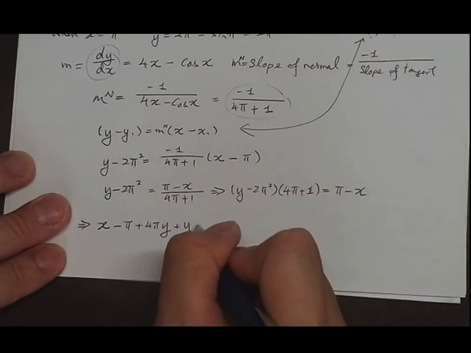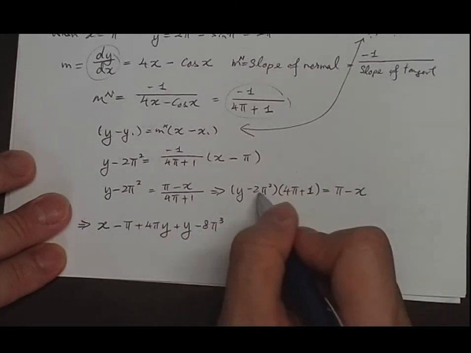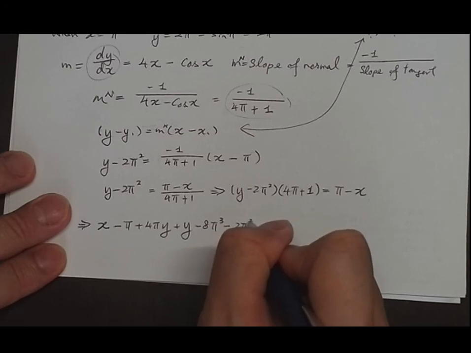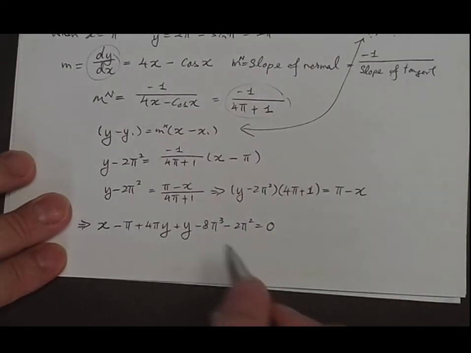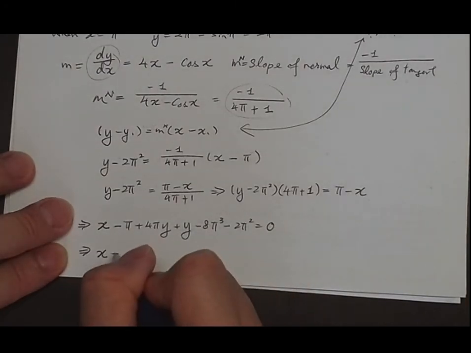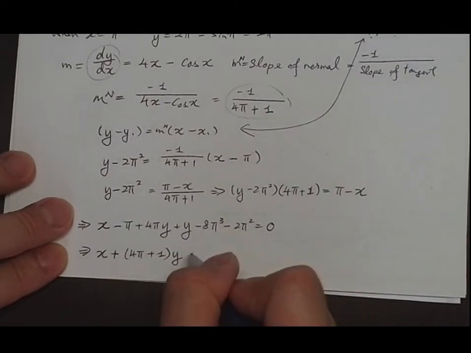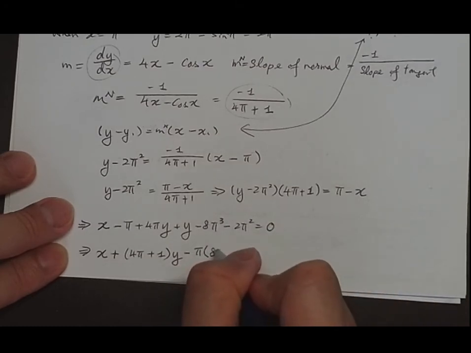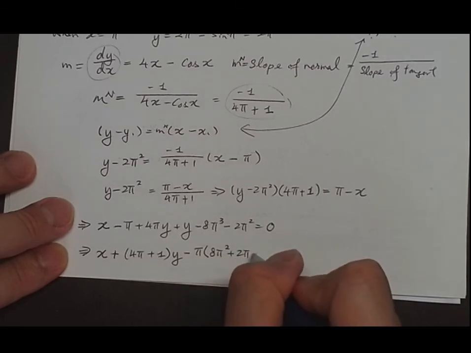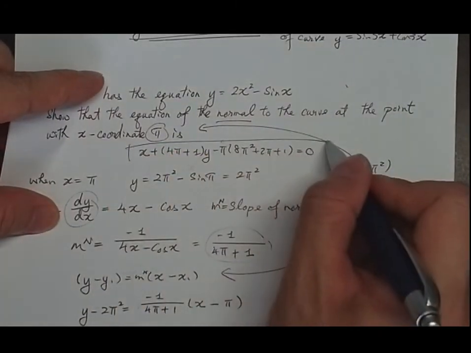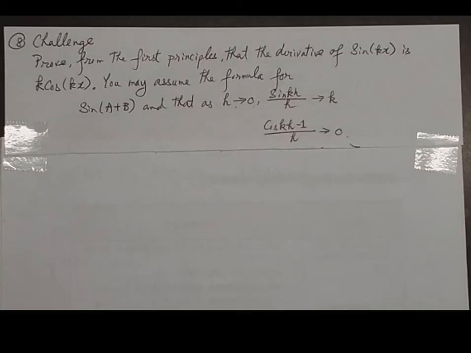2 pi squared times 4 pi, we get minus 8 pi cubed. 2 pi squared minus 1 plus 1 is minus 2 pi squared, equal to 0. We take the terms of y out, we get x plus 4 pi plus 1 multiplied by y, and minus, we take the pi out, pi, this one should be 8 pi squared plus 2 pi plus 1, equal to 0. So we have proved that this is equal to 0. This is what we want to prove. So this is proved.